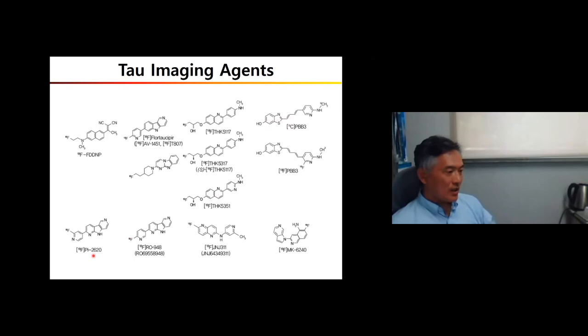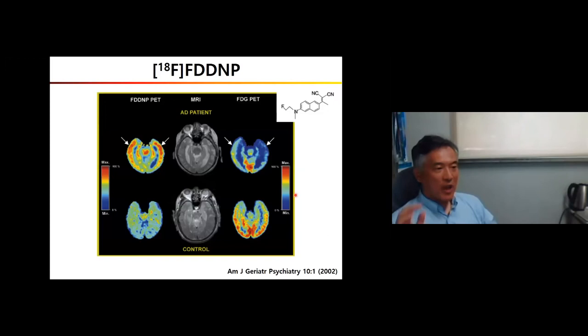And several other compounds show almost the same affinity or structures. And among these compounds, you can see here T807, or Tauvid, has also been commercialized. And I think THK is still undergoing clinical trials, and other compounds are also in clinical trials. As I mentioned, FDDNP showed the amyloid plaque and the tau fibers. So earlier, they said that would be the best compound for Alzheimer's disease.